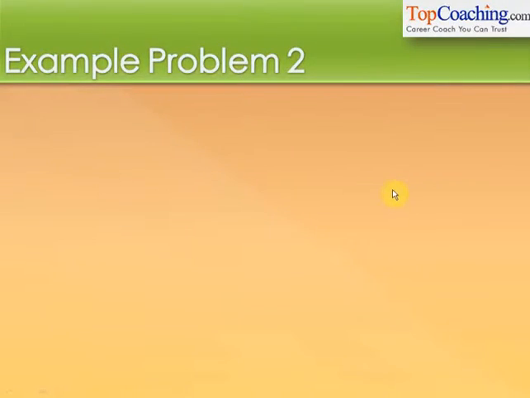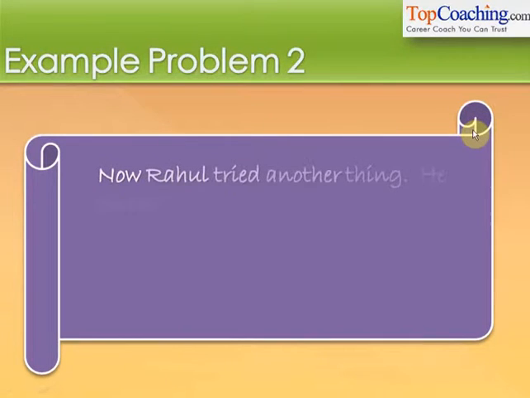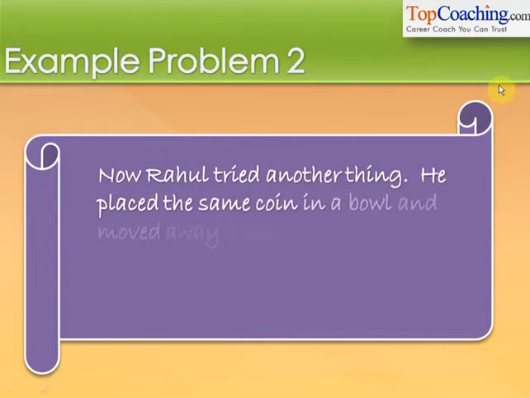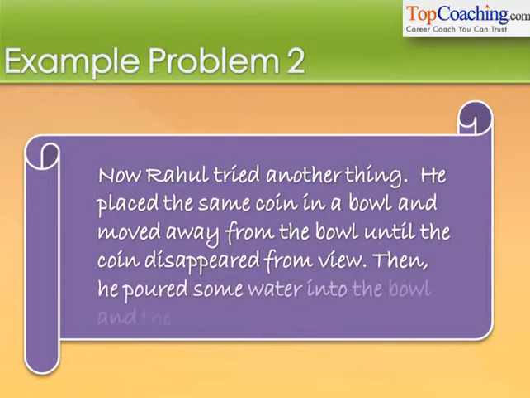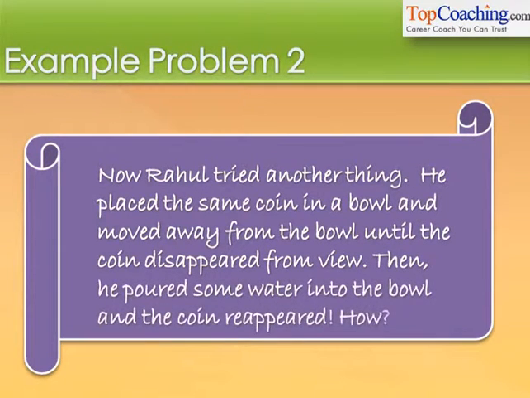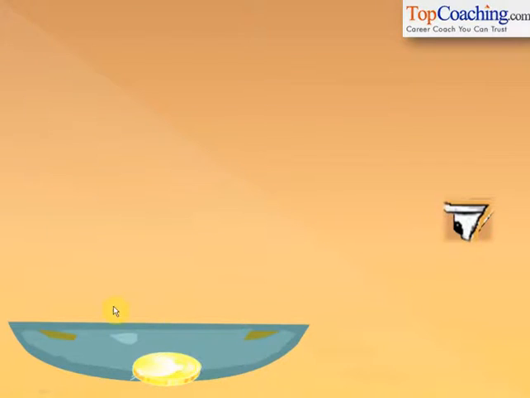Here's yet another problem. Now Rahul tried another thing. He placed the same coin in a bowl and moved away from the bowl until the coin disappeared from view. Then he poured some water into the bowl and the coin reappeared. How did this happen? What is happening in this question? It seems quite puzzling. What Rahul did was, he took a bowl and he placed a coin in it.